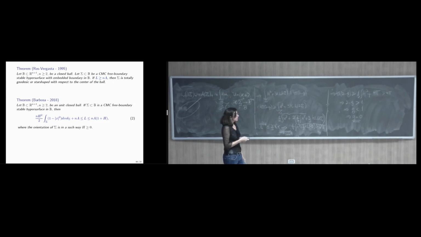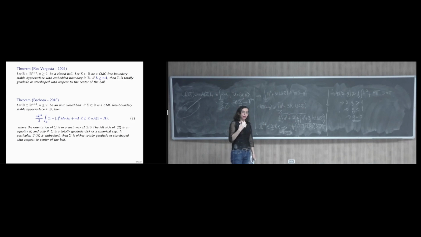Moreover, they prove that if you have equality in the inequality on the left, then you can classify this hypersurface. The hypersurface is a totally geodesic disk, or the hypersurface is a spherical cap. So if you have equality, you can classify this surface. And in particular, if the boundary is embedded, you have the same result that Ros-Vergasta provided. Okay, so now I will show you how to prove these results.